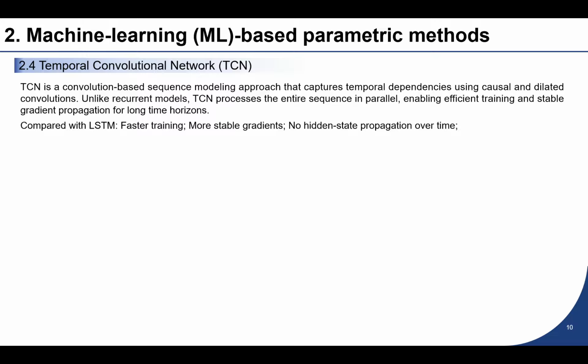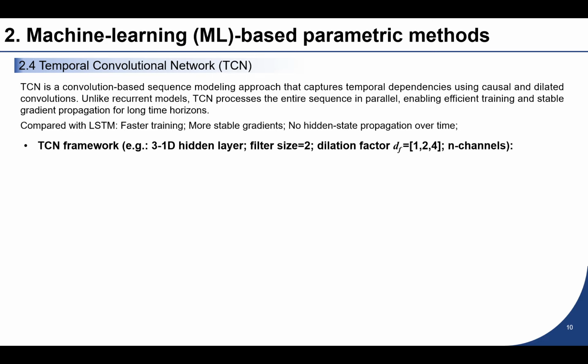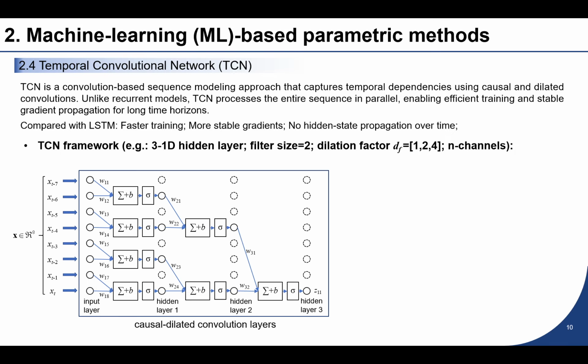In practice, compared with LSTM, TCN typically achieves faster training, avoids hidden state propagation over time, and exhibits better numerical stability. Here, we show a typical TCN framework. Let's look at the internal structure of the causal dilated convolution layers. In this example, the network consists of three one-dimensional convolutional hidden layers.